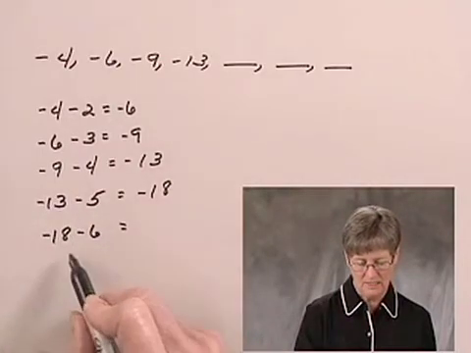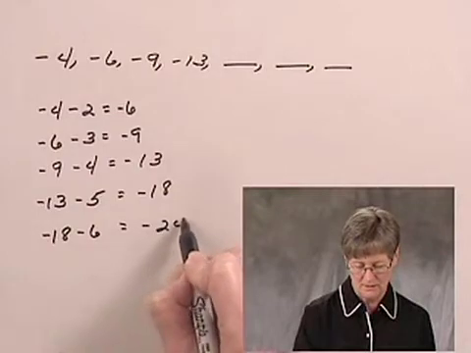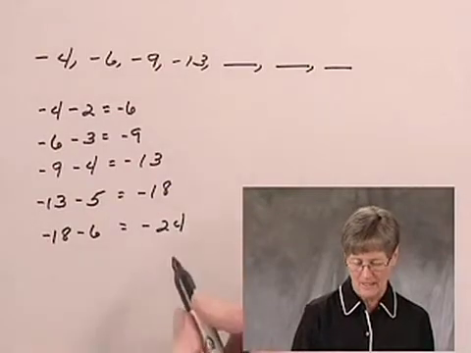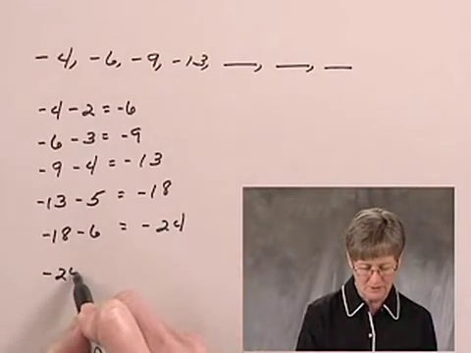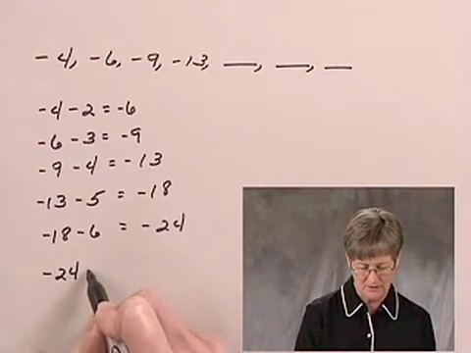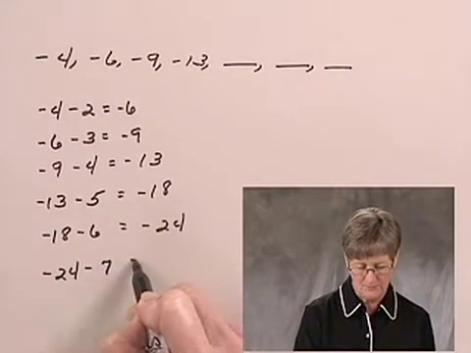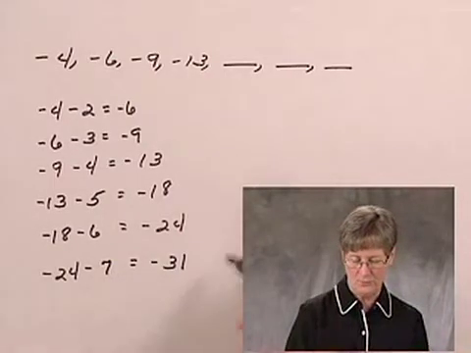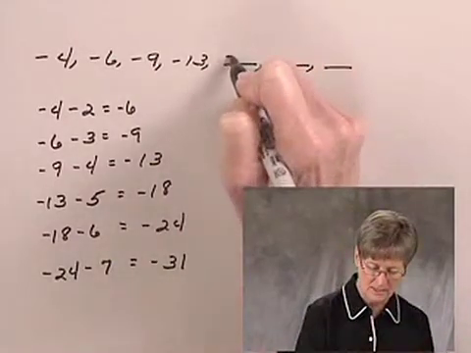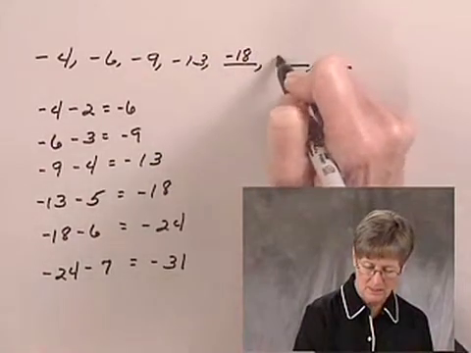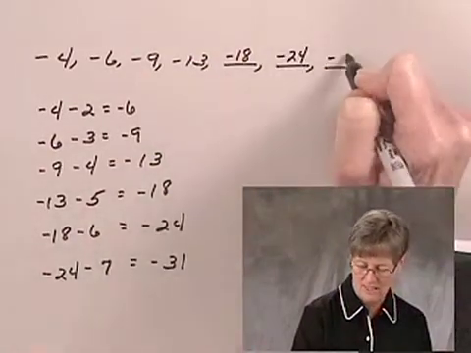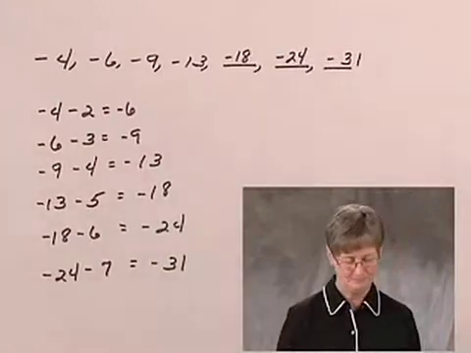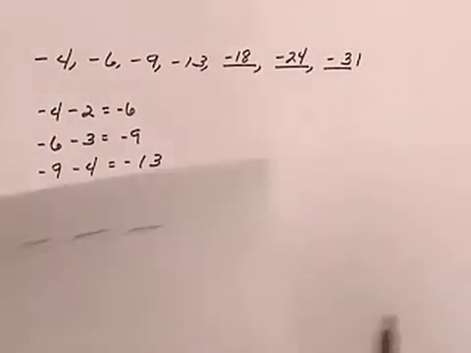Now we'll take the negative 18, and the next number that we would subtract would be 6. Negative 18 minus 6 is negative 24. And finally, we would start with negative 24, and this time we'll subtract 7, the next number after 6. So we get negative 31 for that difference. And then these are the three numbers that we would fill into the sequence: negative 18, negative 24, and negative 31.